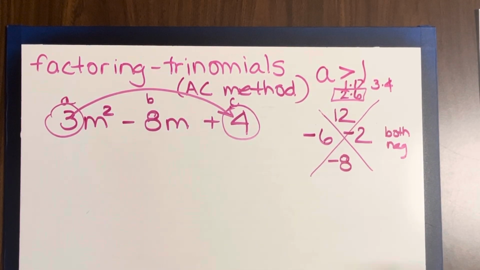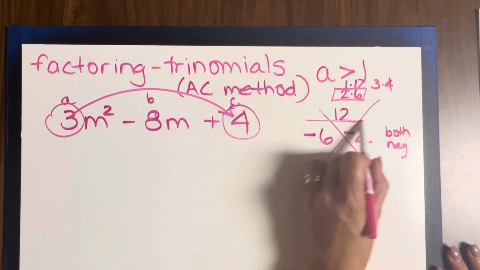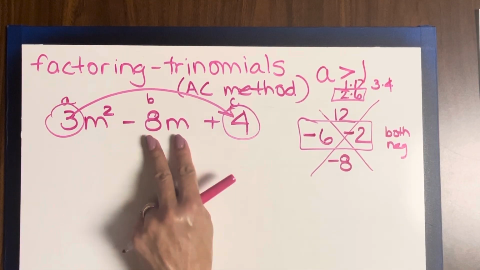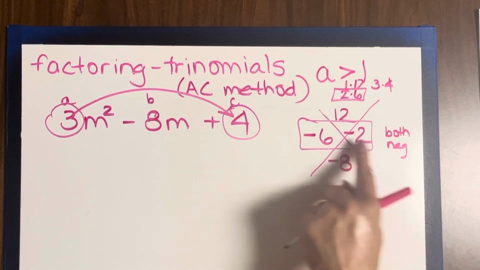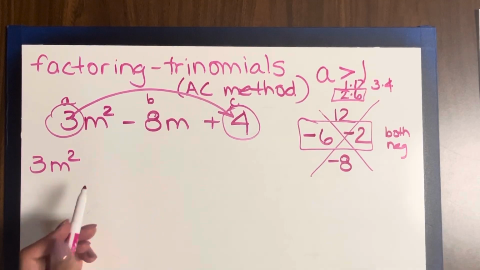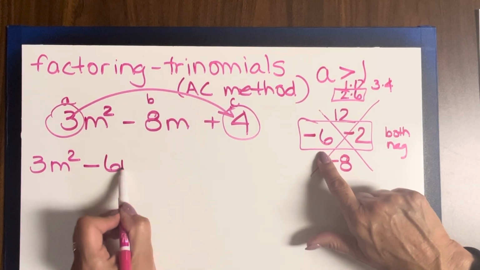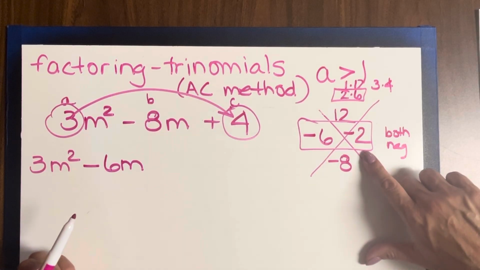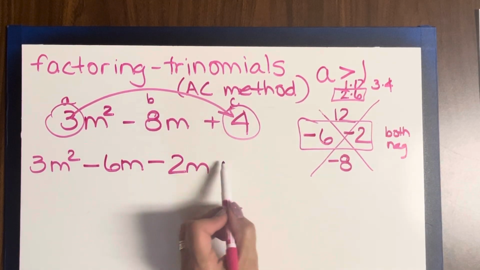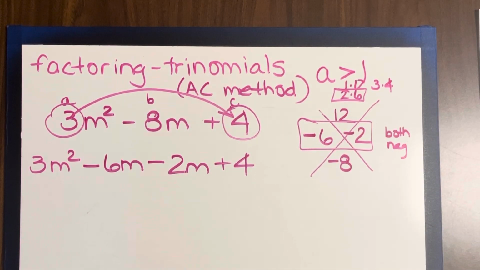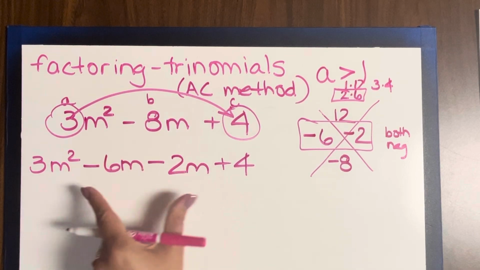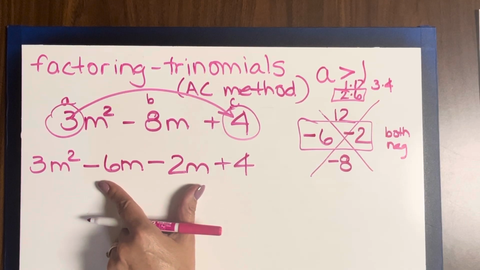Okay, we've done the toughest part, figuring out what our terms here are going to be. So now we're going to go back to our original problem, and we are going to replace this negative 8m with these two terms. So watch what happens. We keep the 3m squared. This negative 6 now becomes negative 6m. And then this negative 2 becomes negative 2m. And then we put our plus 4 back here. So now you can tell that we've just taken our negative 8m and split it into 2 different terms.